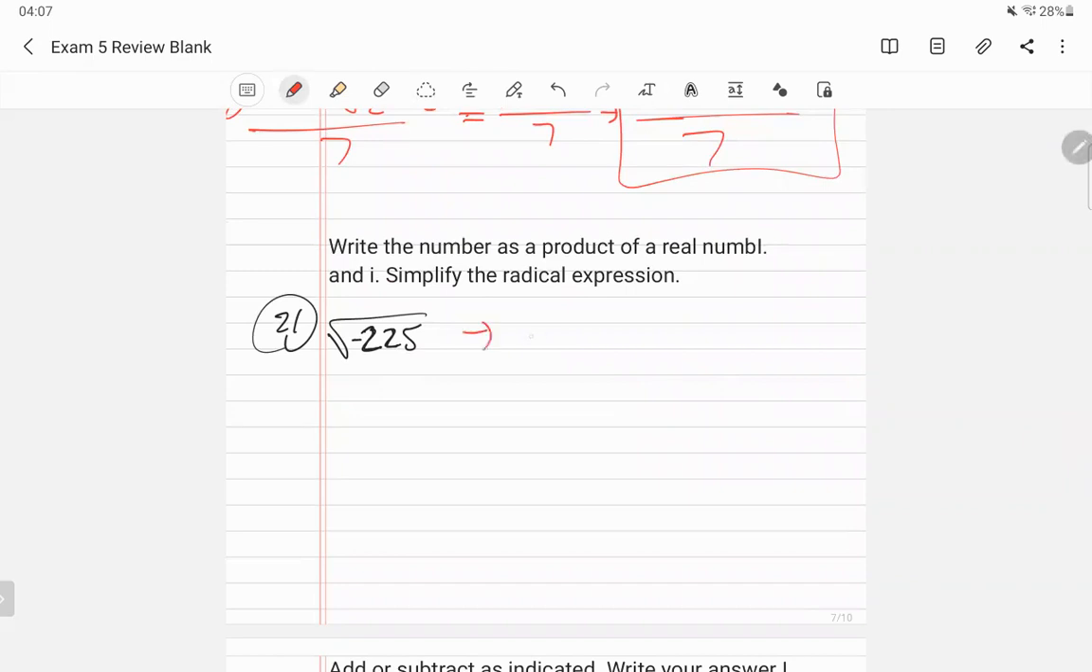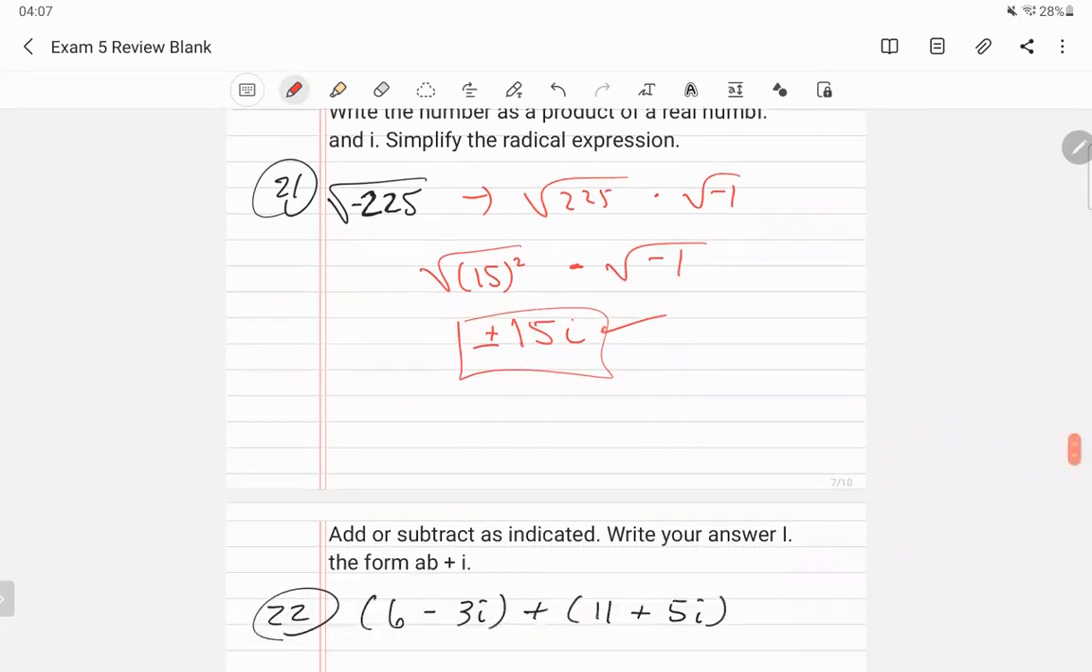Another semi-easy one, square root of 225 times square root of -1. That is the square root of 15 squared times square root of -1. So that's 15i. Technically, we can have a plus or minus outside of it.